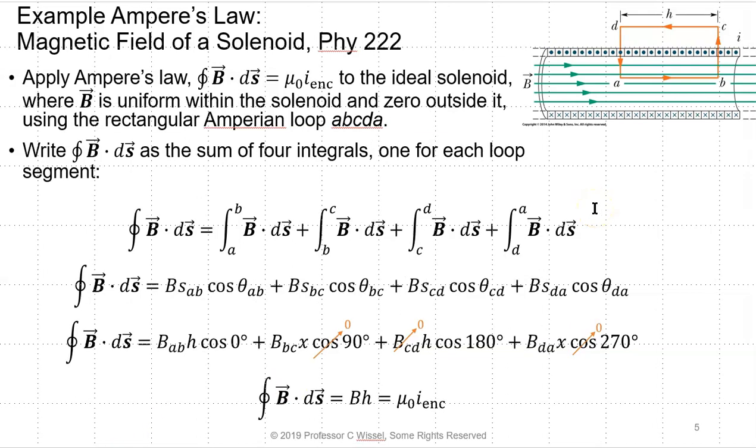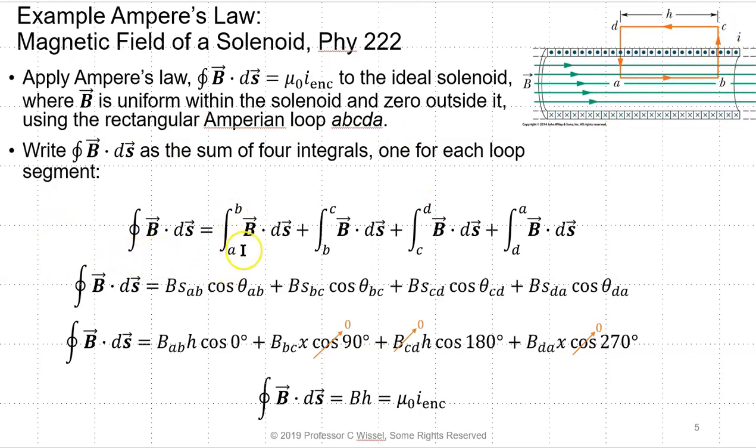We have Ampere's law. We're going to use that to calculate the magnetic field of a solenoid, again, for calculus-based students. We're going to apply Ampere's law: the integral of B dot ds equals mu naught I enclosed, for the ideal solenoid where B is uniform within the solenoid and 0 outside of it. We're going to use a rectangular Amperian loop, A, B, C, D, A, and write Ampere's law, the integral of B dot ds, as the sum of 4 integrals. This one, that one, and that one. So we sum these all up.